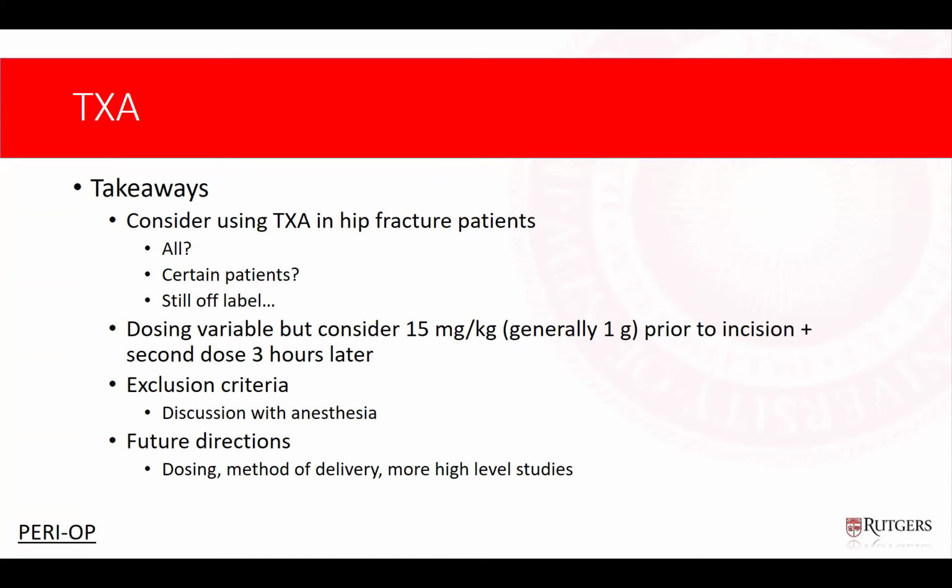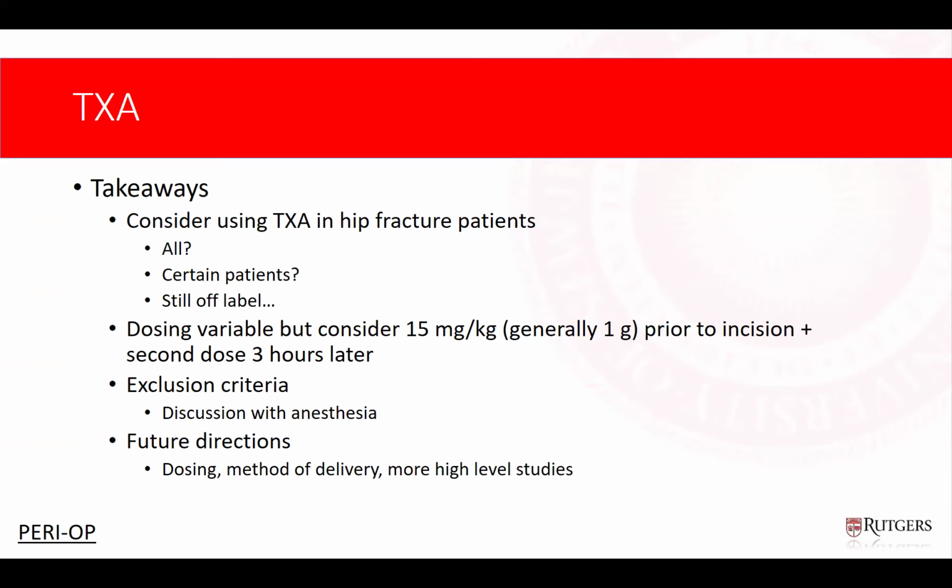In terms of who needs it or who should get it, there are different advocates. Some people think all hip fracture patients should get it. Some studies advocate for just patients with certain risk factors or a lower preoperative hemoglobin. It's important to note that it's still off-label use even in the joints literature. Dosing is highly variable across all different studies, but most commonly it's about 1 gram prior to incision and a second dose 3 hours later.